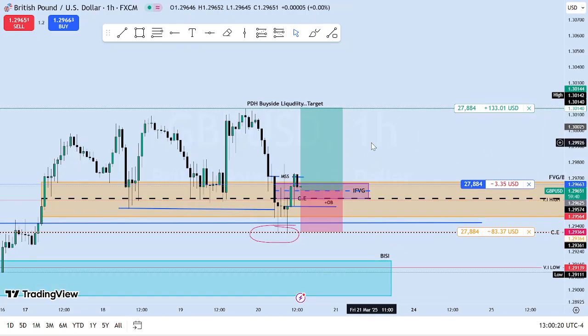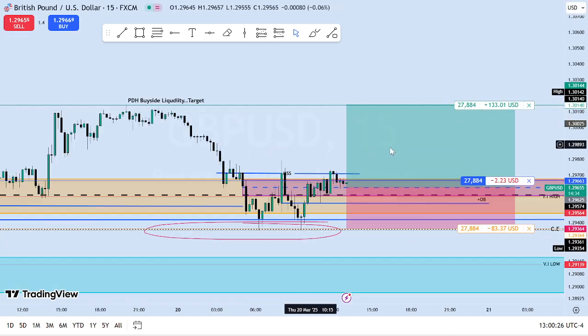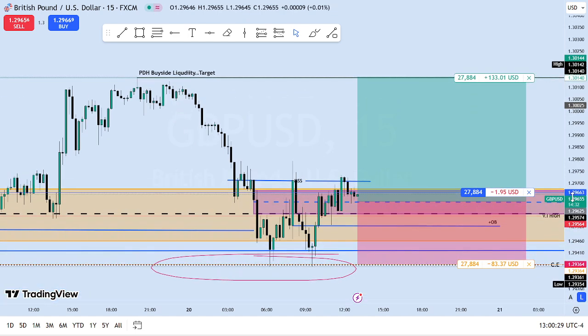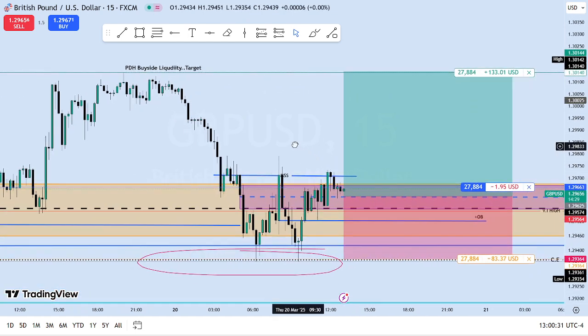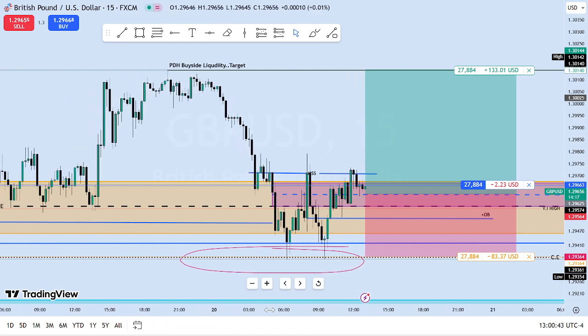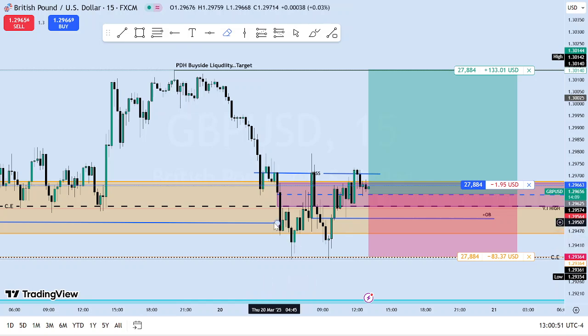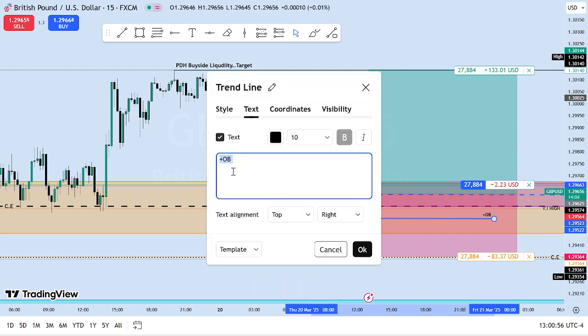That is 1 hour. Go down to 15 minutes. That is on 15 minutes. The buy side above there, that's the previous day high. We clear up this. Done. Clear up this. Clear up this. This 1 hour order block. That's the 1 hour order block.